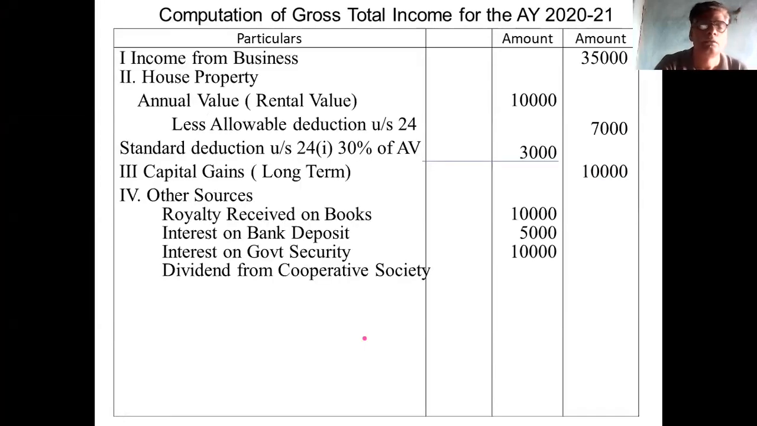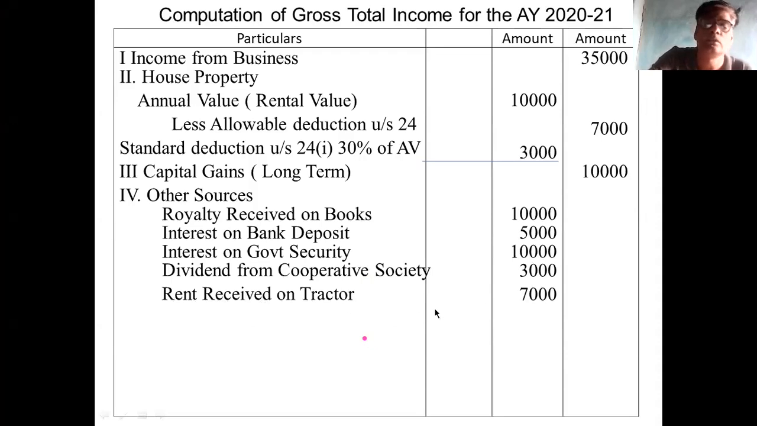Interest on bank deposit 5,000. Interest on government securities 10,000. Then dividend from cooperative society 3,000. This dividend from cooperative society is taxable. Remember this, only dividend from an Indian company is exempted. Then next is rent received on tractor 7,000. If you take the total, it is 35,000.